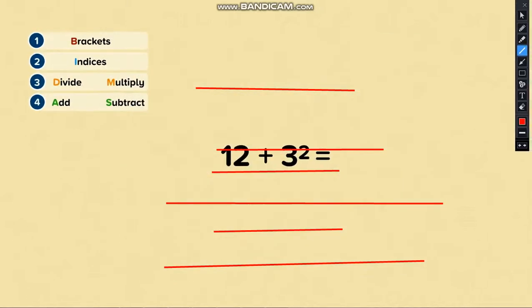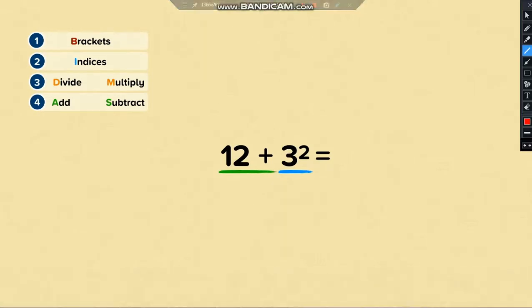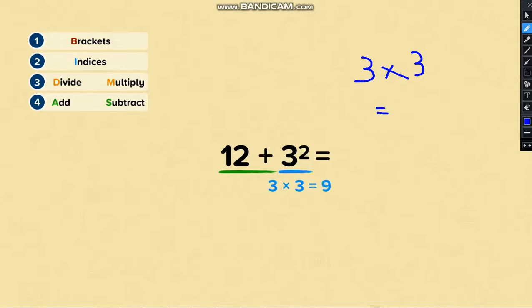Here's our first example, 12 plus 3 squared. First, we identify the operations, indices, and addition. We know from BIDMAS that we need to solve the indices first, and then we're going to add. 3 squared is 9, because 3 times 3 is 9. Then we just add the 12. 12 plus 9 is 21. The answer to this problem is 21.